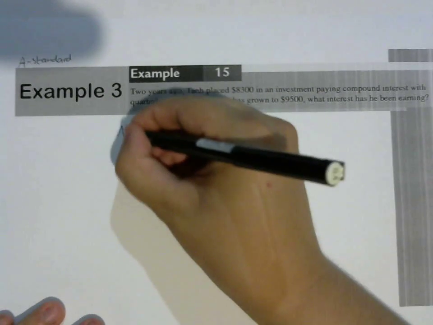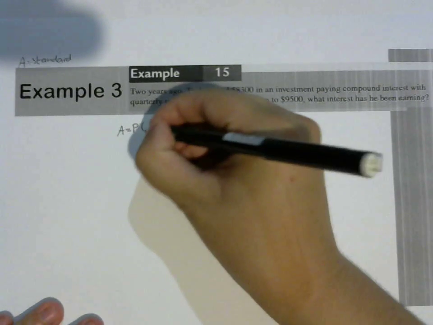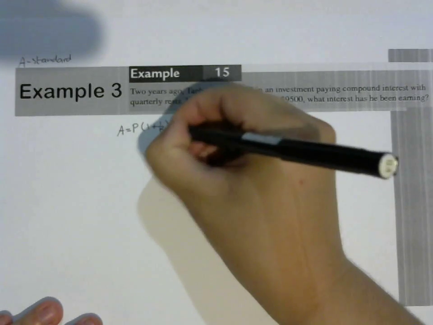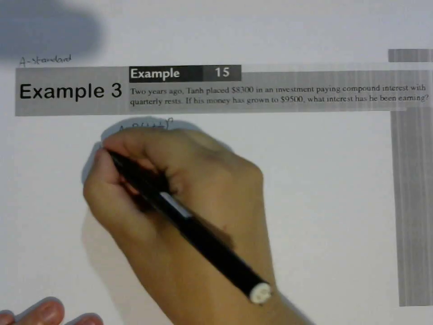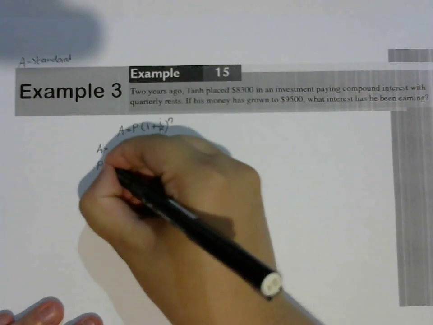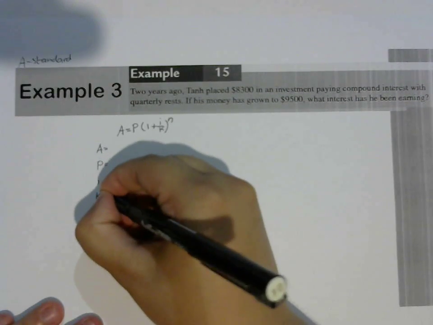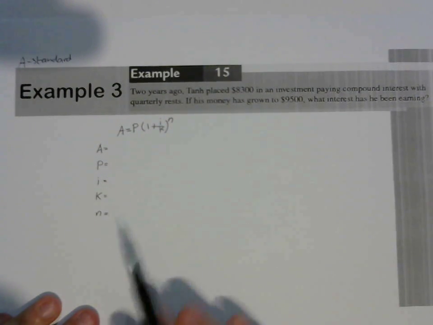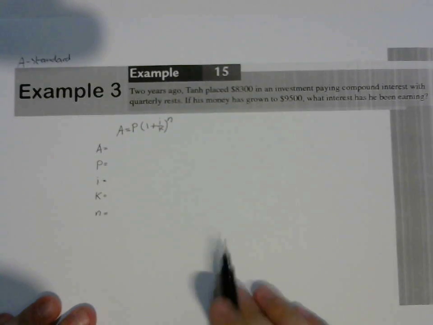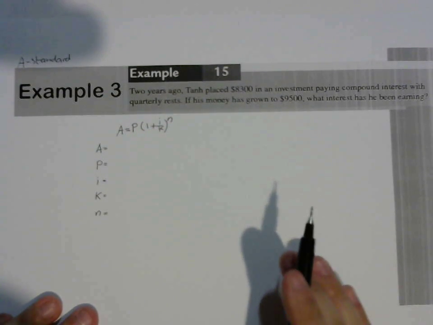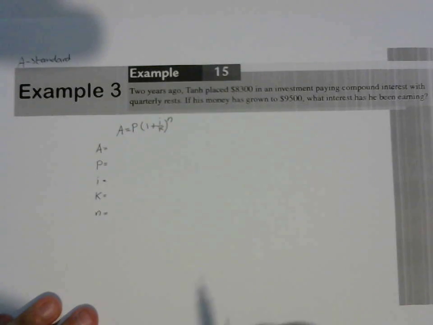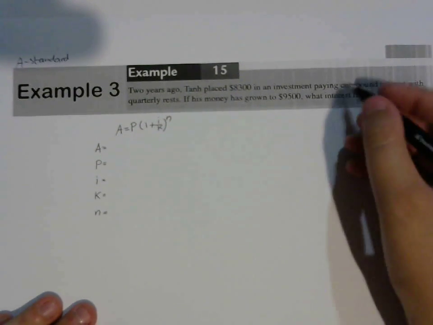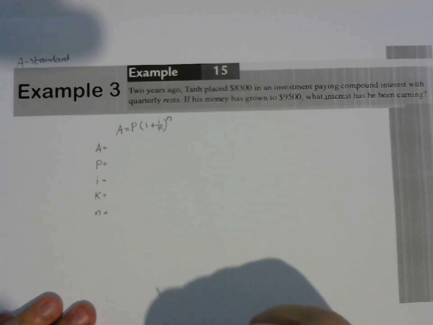Okay, as always, we're going to start by writing down our rule, and I'm going to list off all of the values that I have. Now let's read through this question together and figure out what our values are. 2 years ago, Tan placed $8,300 in an investment, paying compound interest with quarterly rests. If his money has grown to $9,500, what interest has he been earning? This is asking for the interest rate.